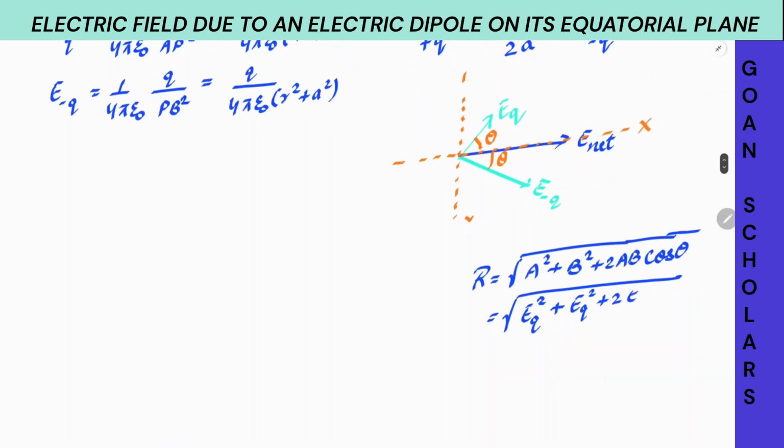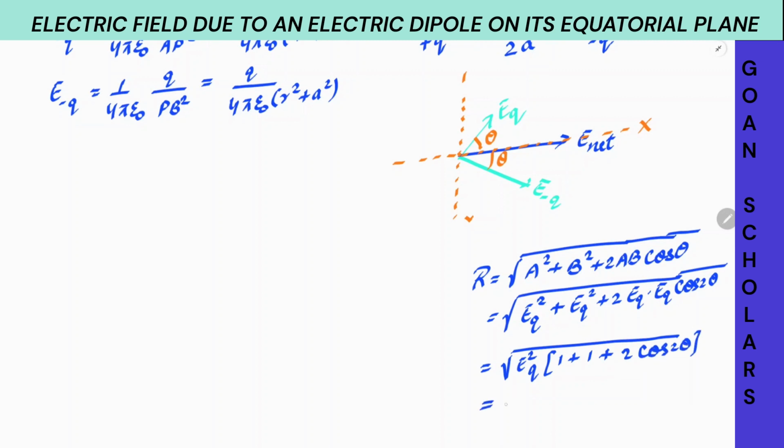Plus 2 times E_Q into E_Q, and what's the angle between them? Cos 2 theta, right? The angle is theta and theta, so cos 2 theta. We have to find the angle between the two vectors, not between the resultant and the field. Between the first vector and the second vector, this complete angle is 2 theta. So let's write it here. Now take E square Q common, 1 plus 1 plus 2 times cos 2 theta, correct?